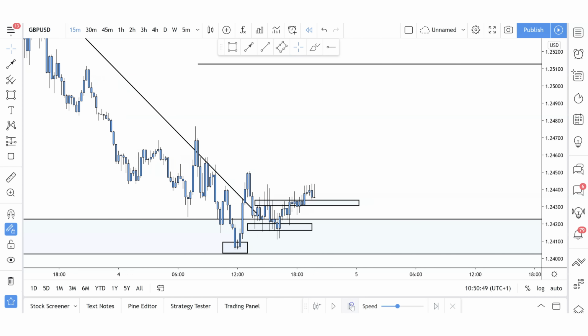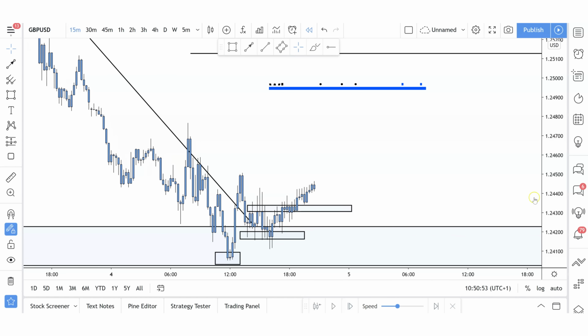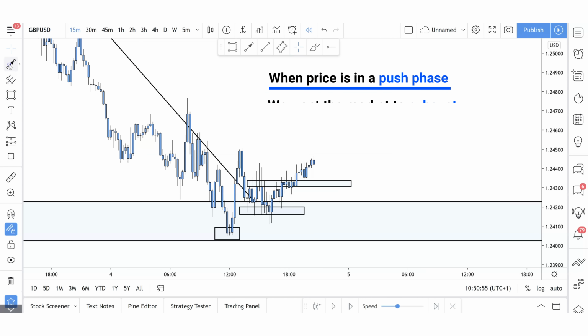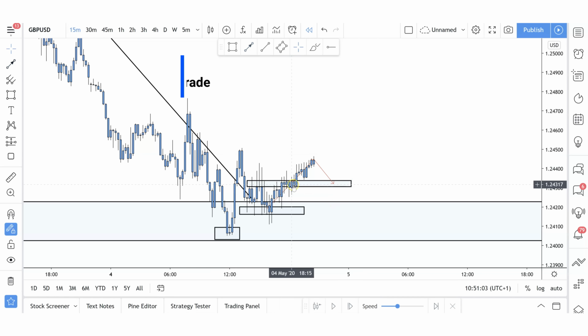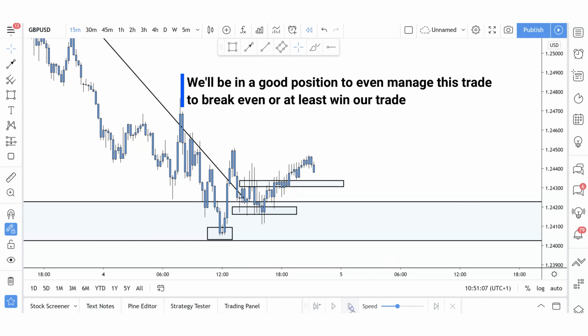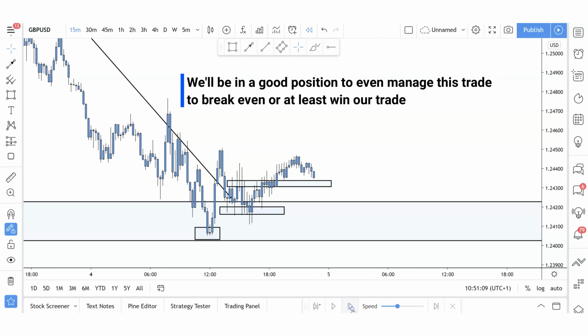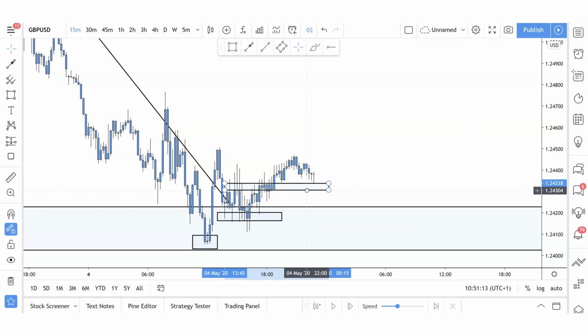So now we're starting to see a momentum shift here. You can see price is pushing to the upside. Now, when price is in a push phase, remember what we said? We want the market to exhaust. Once we get the exhaustion, we're looking for the retest of this previous level where price was failing to break above. So let's wait for this to happen and we'll see if price comes back to this level. It indeed does. Okay, so price action has come back to this level.